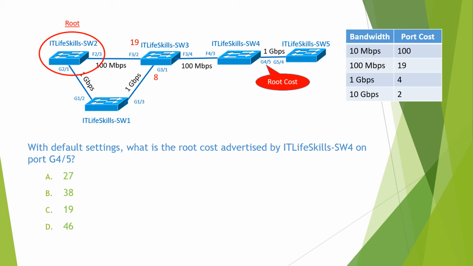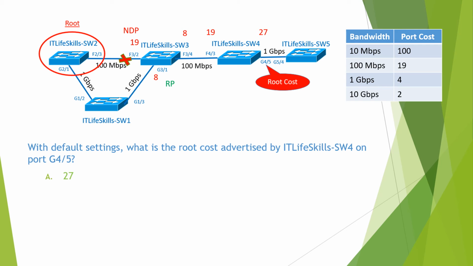So the port Gs31 will become the root port, and the port Fa32 will become non-designated port. So IT Live Skill Switch 4 will advertise its root cost on the port Fa34 is 8, and this is a 100 megabit per second link, so the port cost on the port Fa43 is 19. Therefore, IT Live Skill Switch 4 will advertise the root cost on the port Gs45 is 27. So the answer for this question is A.